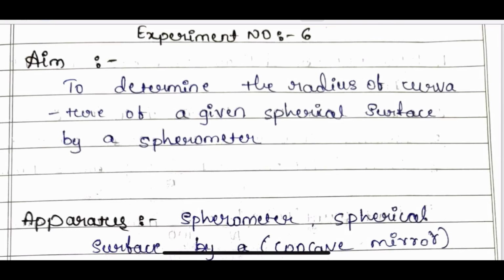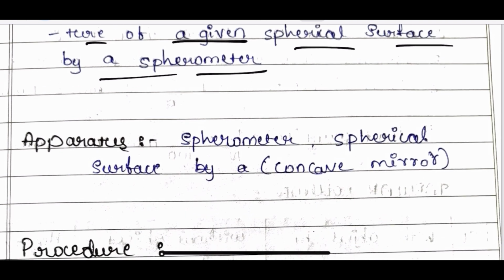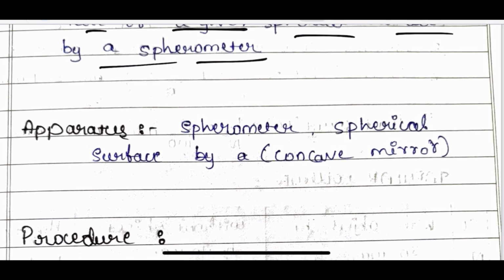This is the aim of the experiment: to determine the radius of curvature of a given spherical surface by a spherometer. By using the spherometer we have to find the radius of curvature of a given spherical surface. The apparatus required for this experiment is the spherometer, this is the instrument, and a spherical surface, like a concave mirror.